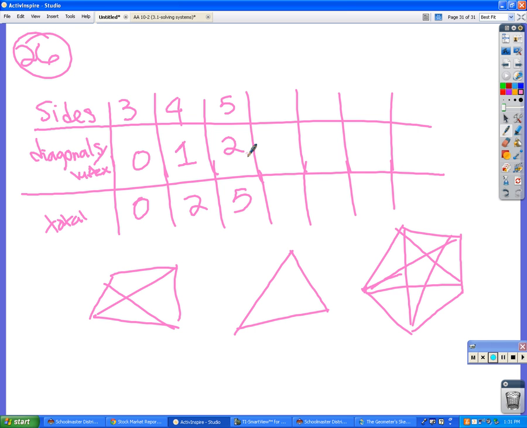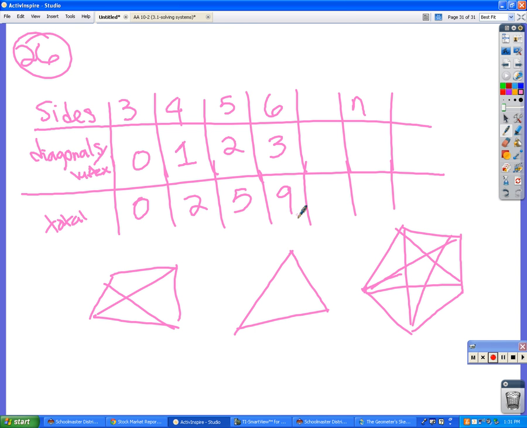Okay, so that should be enough for us to come up with a pattern. If I had 6 sides, there would be 3 diagonals per vertex and a total of 9 diagonals. Because this is the easy one, it's going up by 1 each time. This is a little harder, it goes up by 2, then by 3, then by 4.